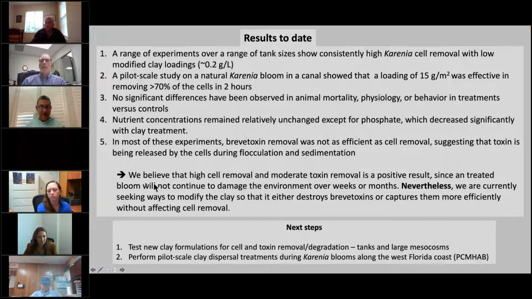So we would argue that high cell removal and moderate toxin removal is still a very positive result, because you've stopped that bloom. It will not continue to grow and move around and damage the environment over weeks and months as happens. But we still would like to do better. And so we're looking at ways to modify the clay so that it either destroys or captures the brevetoxins without affecting cell removal. So we are now testing new clay formulations, and we'll be looking at that in small tanks and mesocosms. But we also then are scheduled to do these pilot scale dispersal treatments.